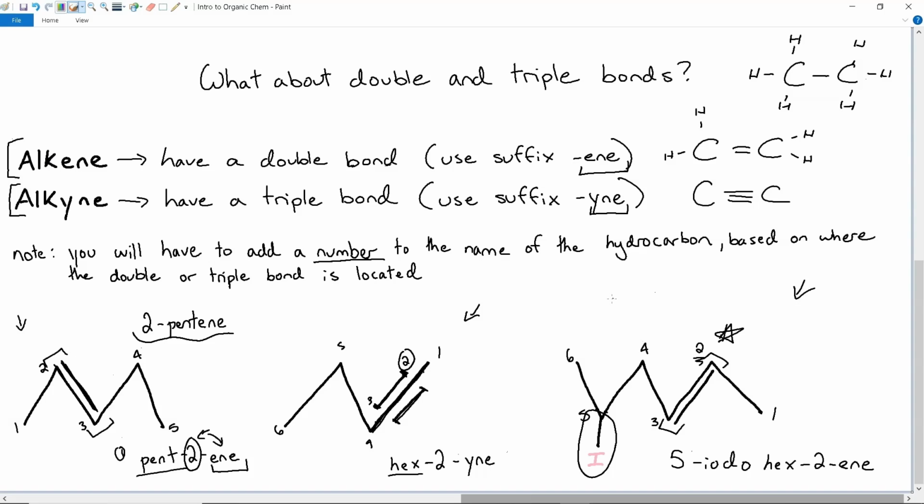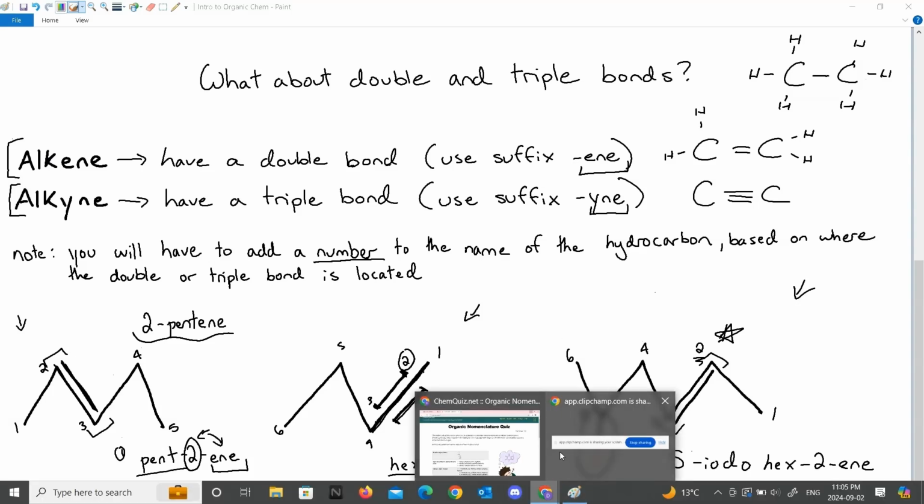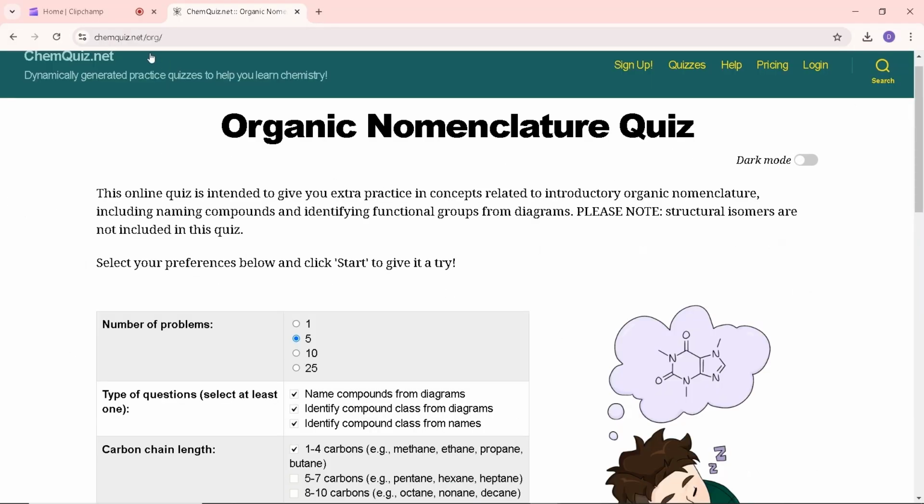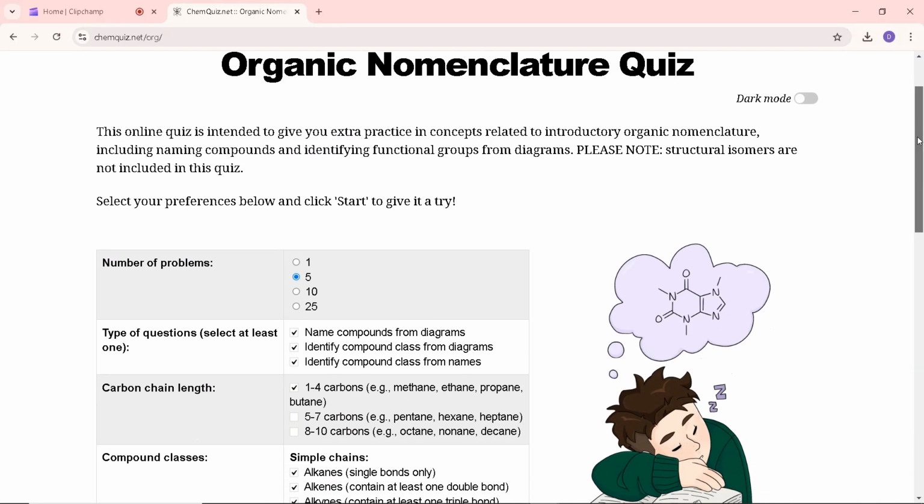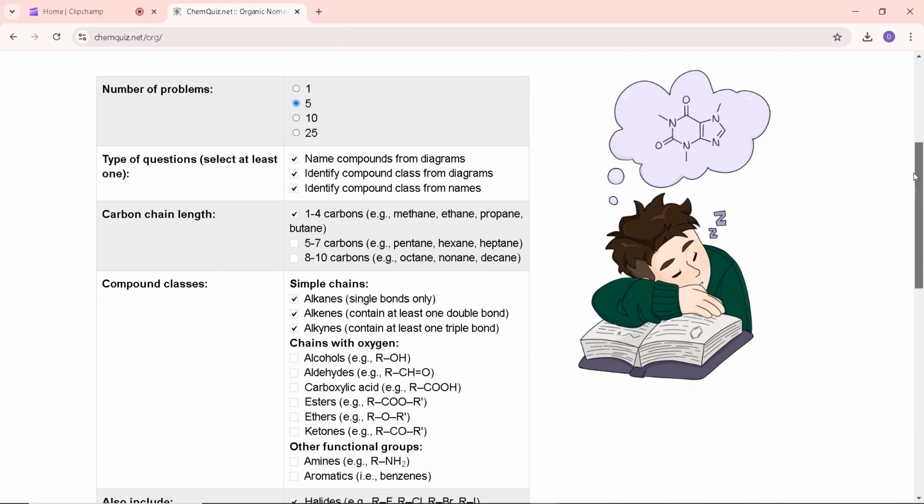And if you would like more practice, I highly recommend this website, chemquiz.net/org. That's for organic chemistry. And here you can basically create a custom quiz for naming hydrocarbons. So let's say I wanted a quiz with 10 questions, and we've only gone over naming compounds, so let's focus on that. And what the heck, let's have up to 10 carbons in our main chain.